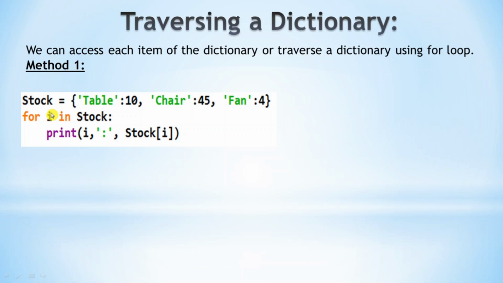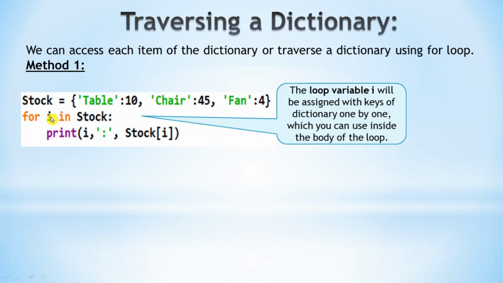Method 1, I have given an example, a stock dictionary which contains stock of table, chair and fan: table 10, chair 45, fan 4. There are 3 items in the dictionary. I have given a for loop here, for i in stock. This for loop will execute until the items in the dictionary are exhausted, and this loop variable i will be assigned with the keys of the dictionary one by one.